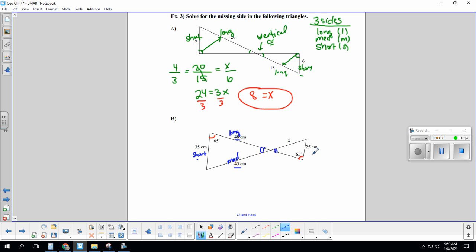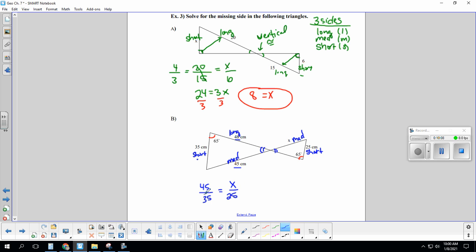So it's got to be the same over here. This has to be the short side. The one across from the 65 is the medium side, so this also has to be the medium. So I'm going to use medium and short because I only have medium and short on this triangle here. So I'm going to go x over 25, and that's the medium and the short. And then I'm going to pull the medium here, 45 over 35. Doesn't matter which one's on top. If you put the short on top, then the short has to go on top on this other side as well.